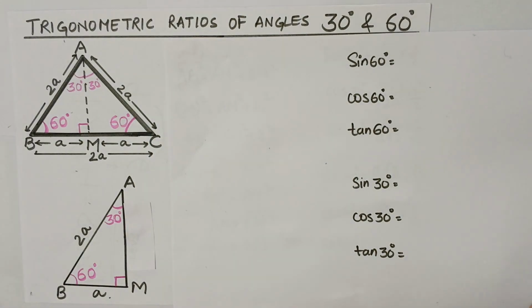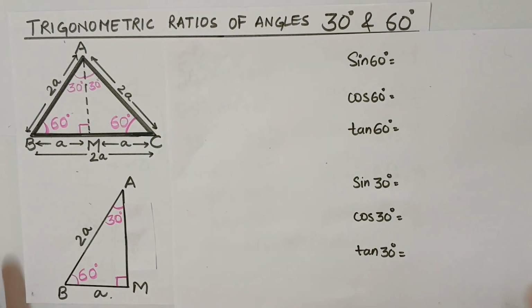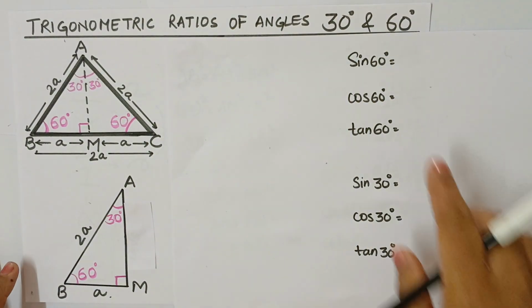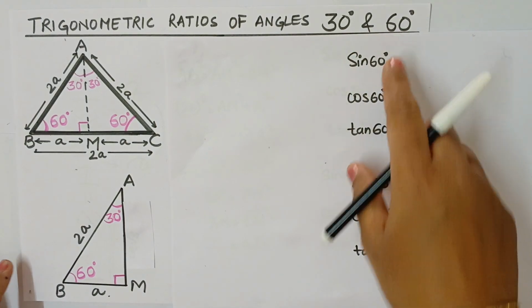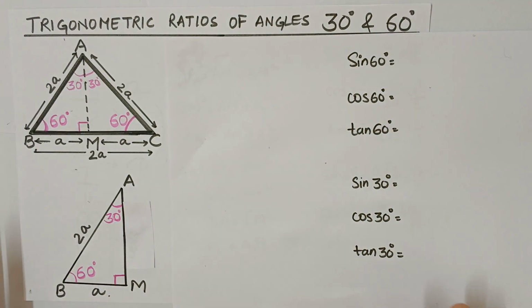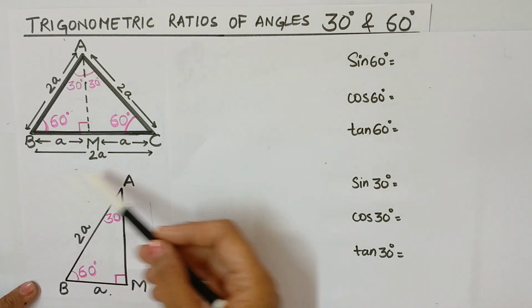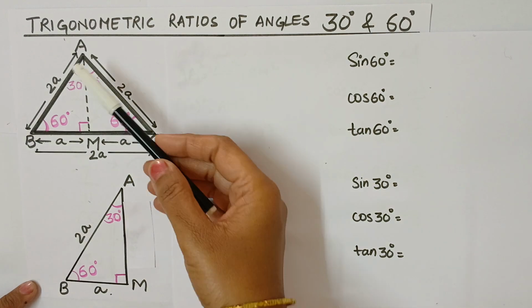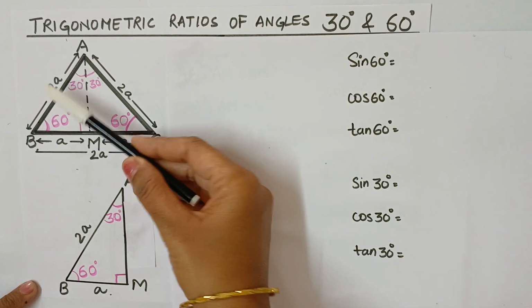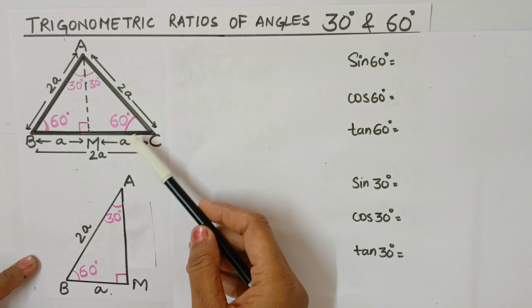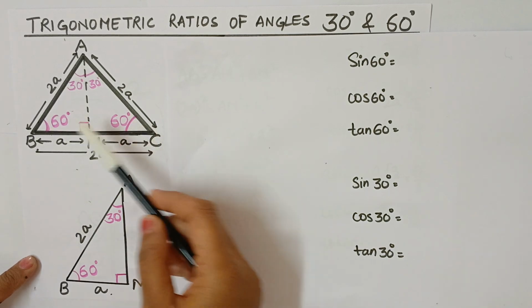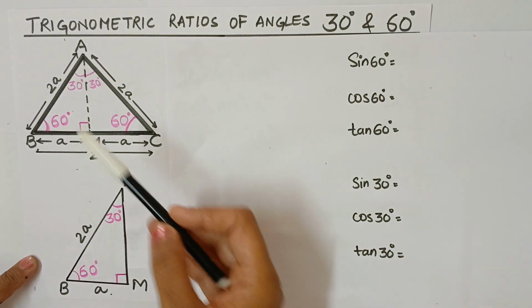In the trigonometric table, we have already learned the values of different trigonometric functions at angles 30 degrees and 60 degrees. Now we are going to prove it geometrically. For this, consider an equilateral triangle ABC in which each side is 2a, and as it is an equilateral triangle, each angle must be 60 degrees.